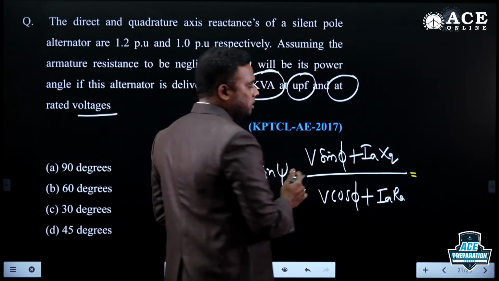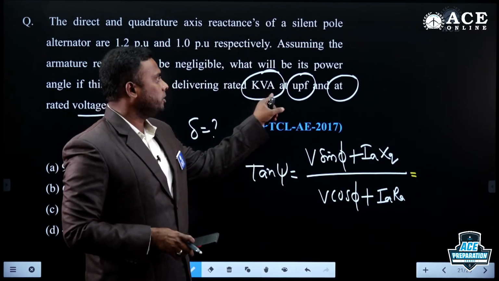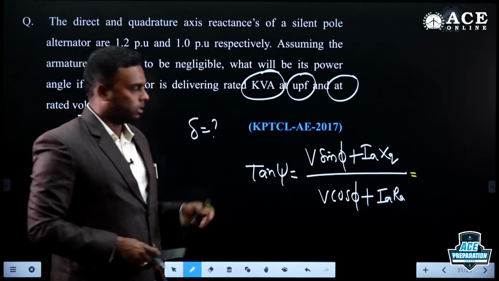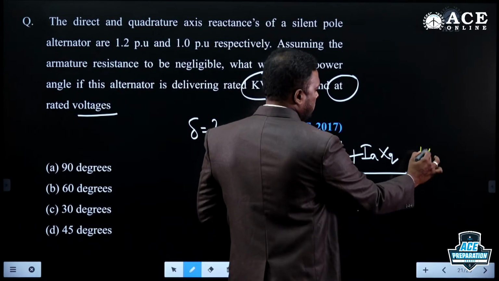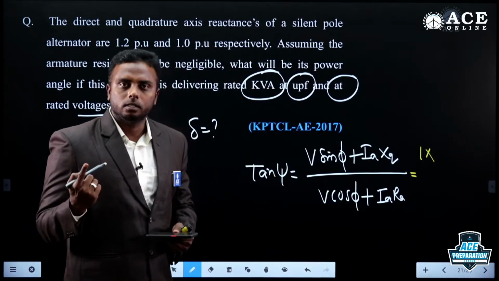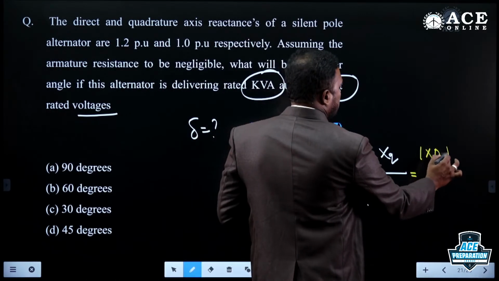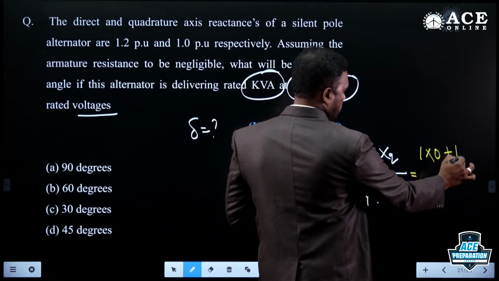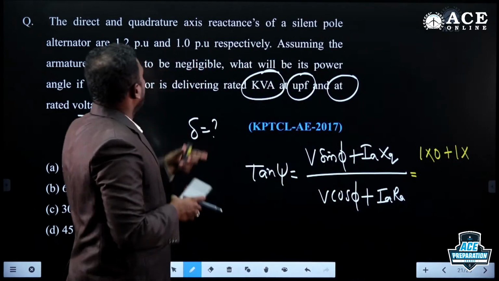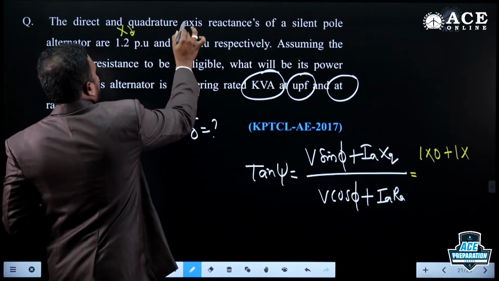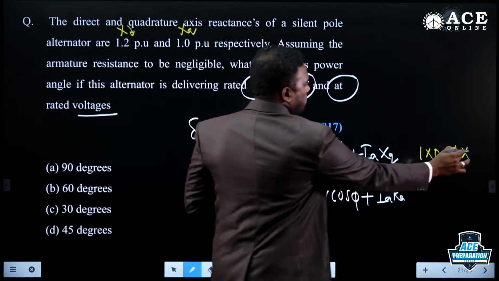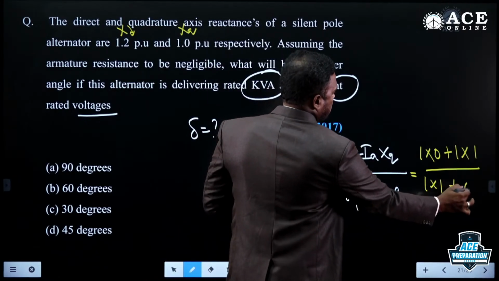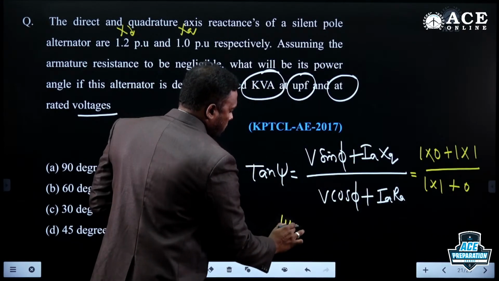What does rated voltage mean? Given rated kVA at UPF at rated voltage. Rated in per unit system is nothing but 1 per unit. So voltage is 1. If power factor is 1, sin phi will be 0. What is the rated Ia? Rated kVA means current is also 1, rated. And the XQ value is given: XD is 1.2, XQ is 1. Now XQ is 1 divided by V, which is 1, power factor is 1, Ra is 0. So totally psi equals 45 degrees.